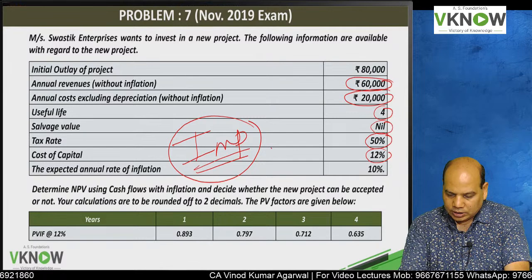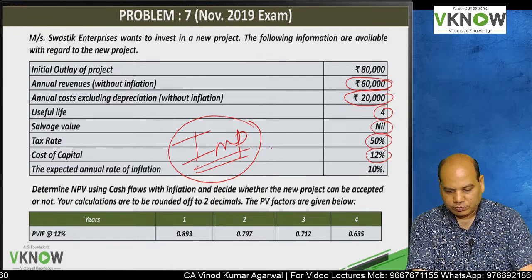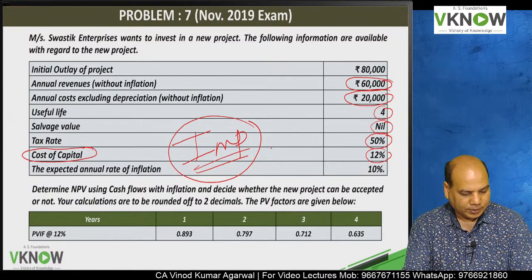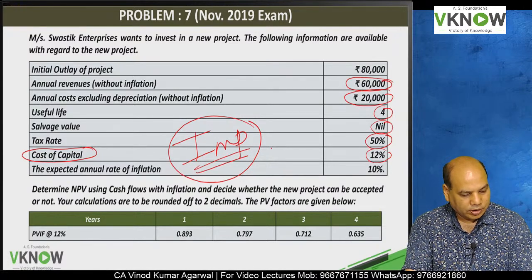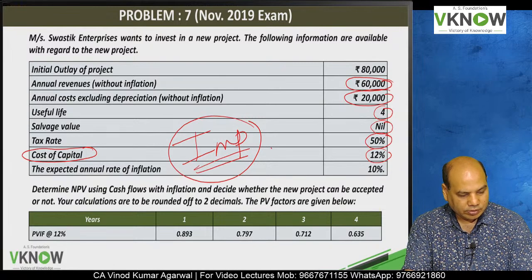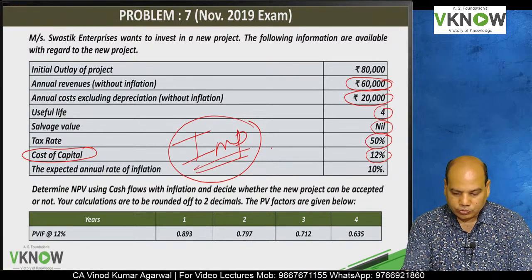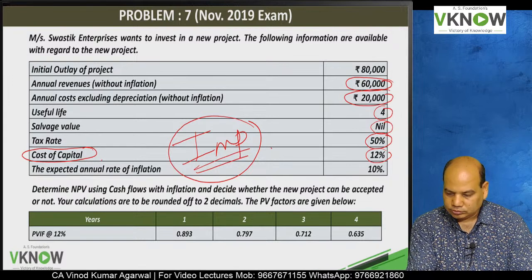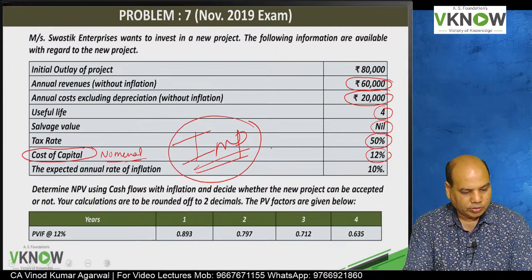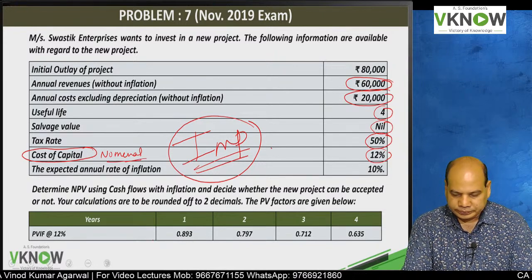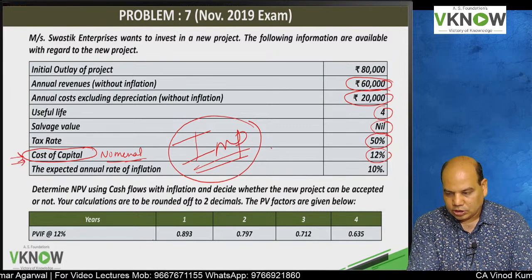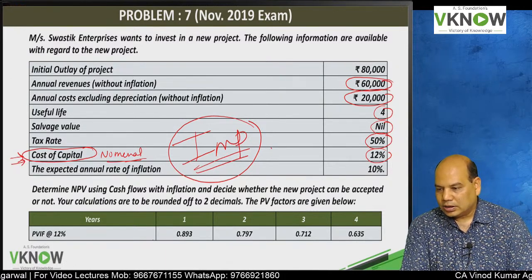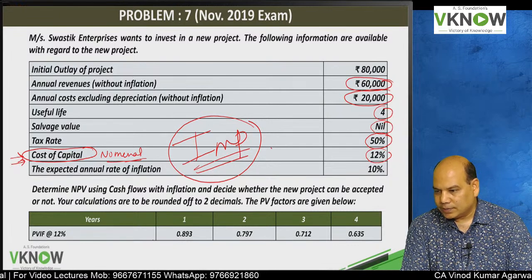And there is a small problem. They have not mentioned whether this cost of capital is real or nominal. Is it right? So we will assume nominal. We will assume nominal cash flow. That is the problem with the institute. They don't clarify, and then there can be a challenge to the student.